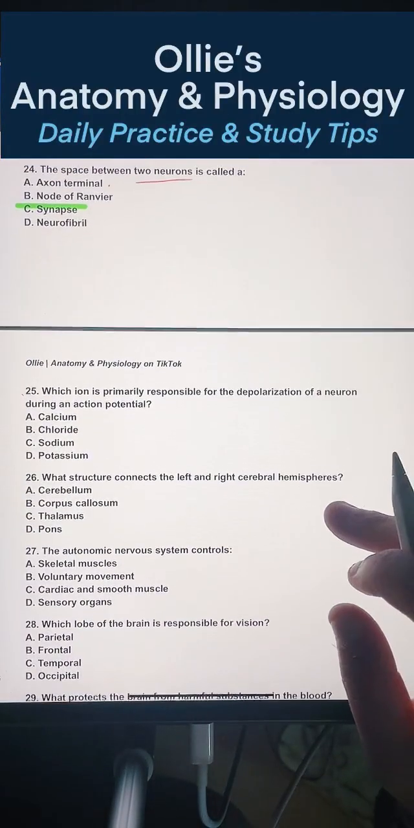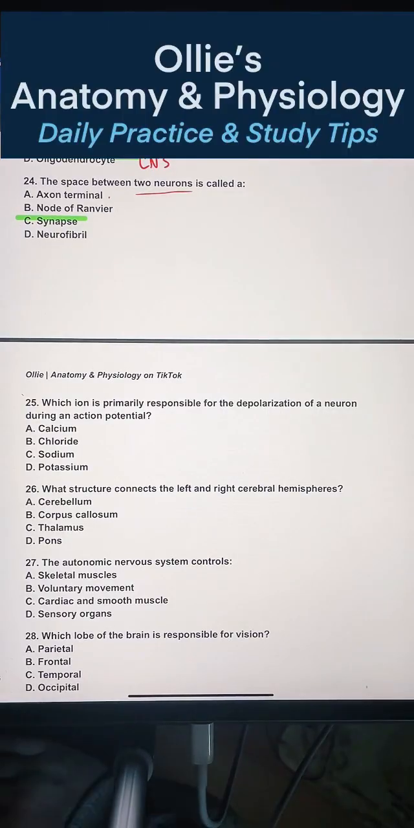All right, we're going to move on to number 25, next page. Which ion is primarily responsible for the depolarization of a neuron during an action potential? Let me know down in the comments, A, B, C, or D.